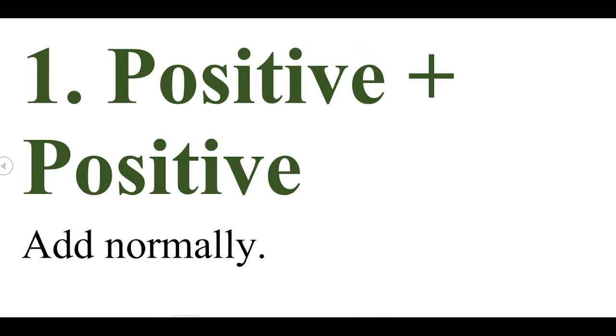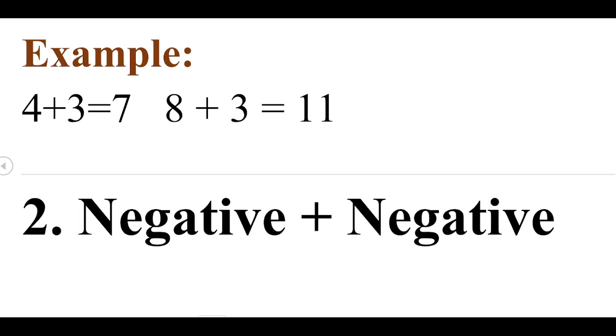Rules for adding integers. When adding numbers together, the rules change depending on whether the signs are the same or different. Rule A: positive plus positive. When both numbers are positive, just add them normally. For example, 4 plus 3 is equal to 7, 8 plus 3 is equal to 11.